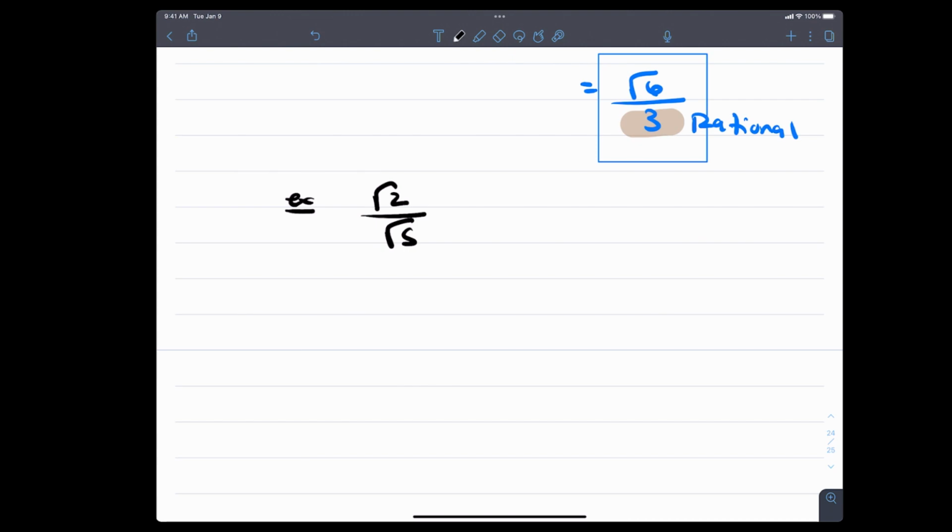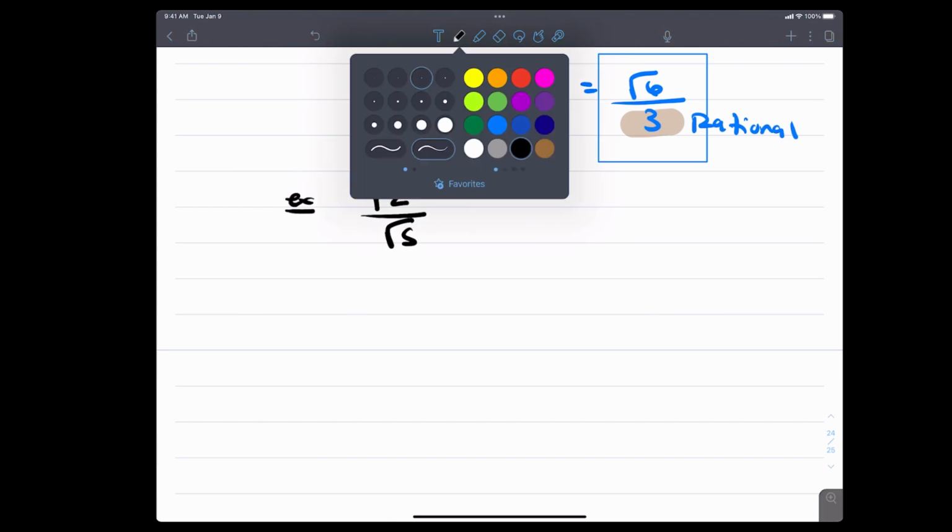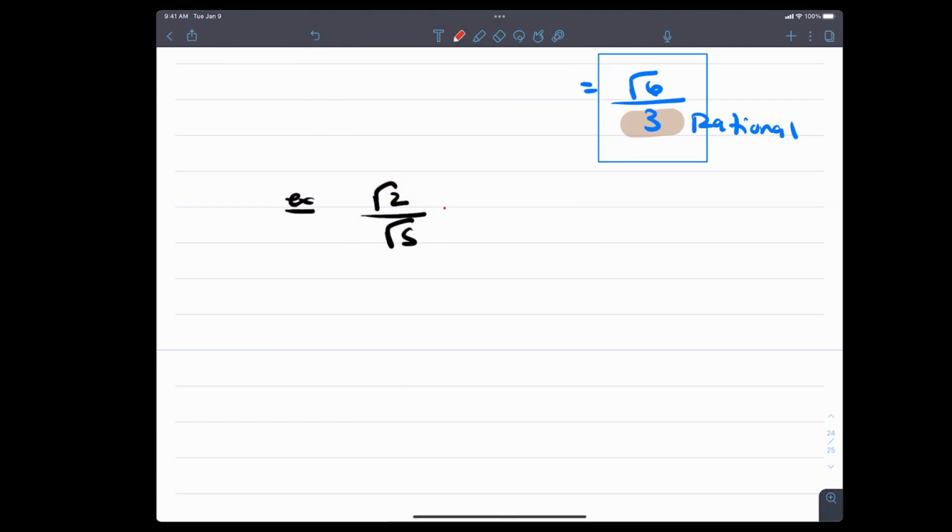Yeah, you're trying to get rid of that square root. Not from the top. So let's see if you're awake. What do I multiply both top and bottom by? Square root of 5. Yes. That's the same fraction. So this is the square root of 2 times the square root of 5, and then you have square root of 5 over here times square root of 5.